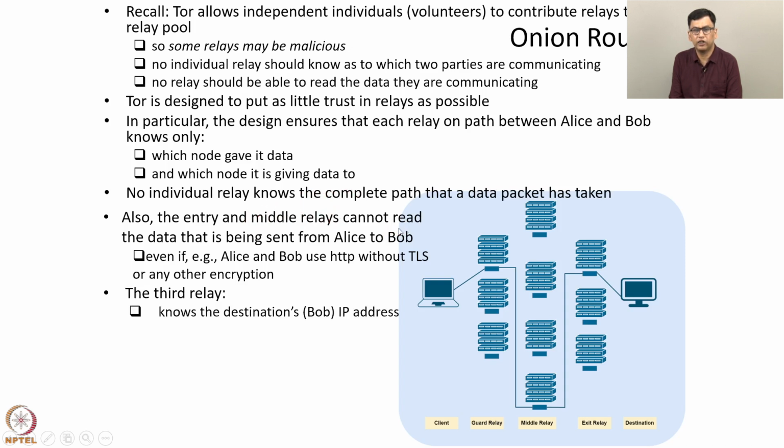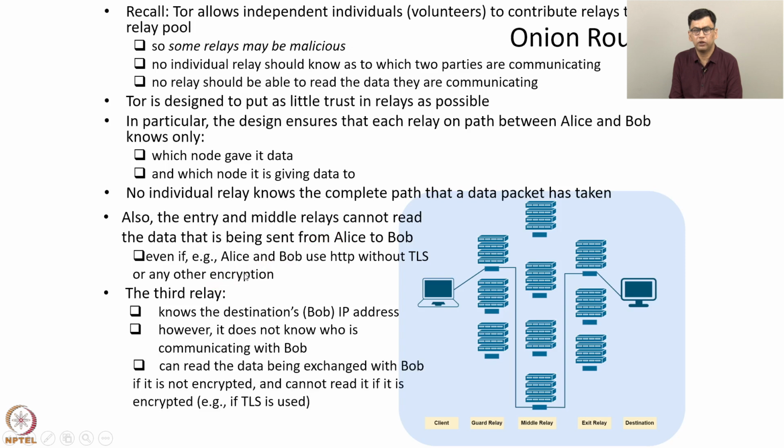The third relay knows the destination's IP address, that is Bob's IP address, but it does not know who is communicating with Bob. The third relay can read the data being exchanged with Bob if it is not encrypted, and it cannot read it if it is encrypted. For example, if TLS is used.